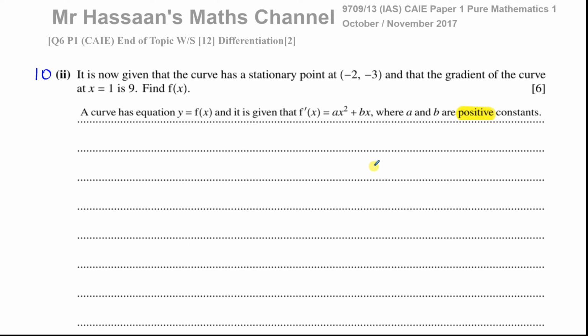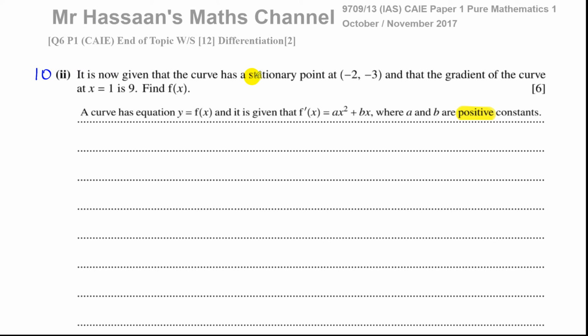So we need to find the values of a and b first, I guess, and then we need to integrate this to find f of x, and find the constant of integration to complete the question. So basically now they've given us some information about this, which is important.